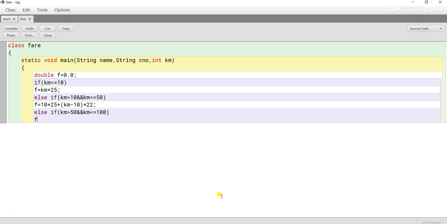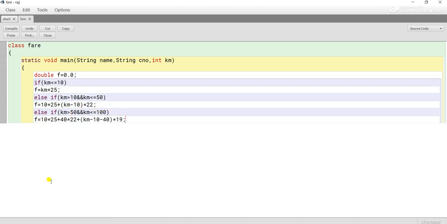So the calculation is F is equal to, for the first 10 kilometers, 10 into, I need to type 25 per kilometer, plus, first 10 is over. Next 40 kilometers, 40 into, I need to type 22 per kilometer. So for the first 10 the calculation is over, next 40 is over. Then for the remaining, total kilometers, from that I need to subtract 10 and I need to subtract 40. For this I need to multiply with rupees 19. Then only will I get the actual cost if I travel between 50 to 100 kilometers.